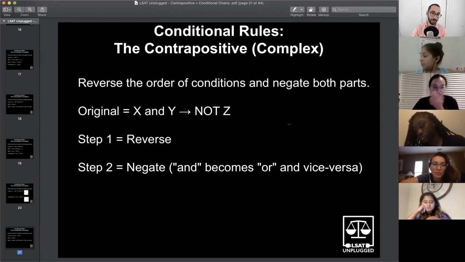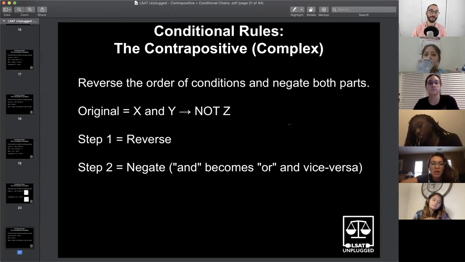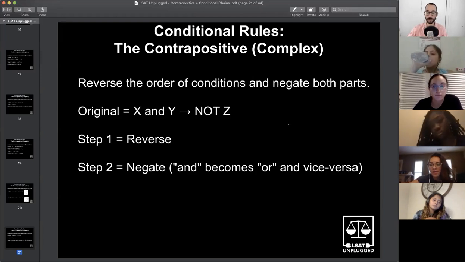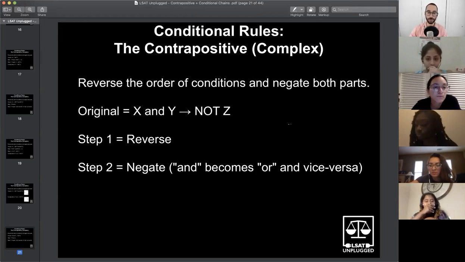So you have those two things together. It guarantees not Z. Meaning if you had Z, then you must have lacked at least one of the two. Maybe you lack both, because or is inclusive, but Z requires that you lack at least one of the two.